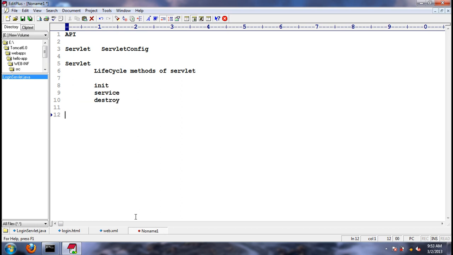Apart from these three life cycle methods, we have getServletConfig. Init, service, and destroy are void methods, that means their return type is void. The getServletConfig method's return type is ServletConfig.